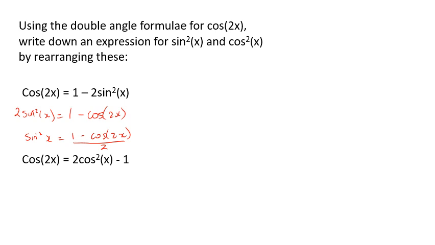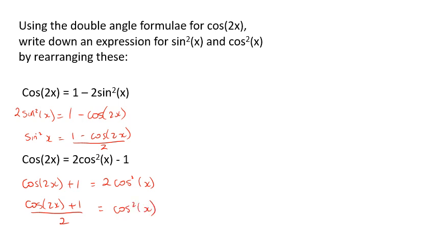Let's do the same thing now for the other version of cos 2x. So cos 2x can also be written like this, 2 cos squared x minus 1. So I'm going to rearrange it. Cos of 2x plus 1 equals 2 cos squared x. So cos of 2x plus 1 over 2 equals cos squared x. So on the next slide, I'm going to use these 2 results.